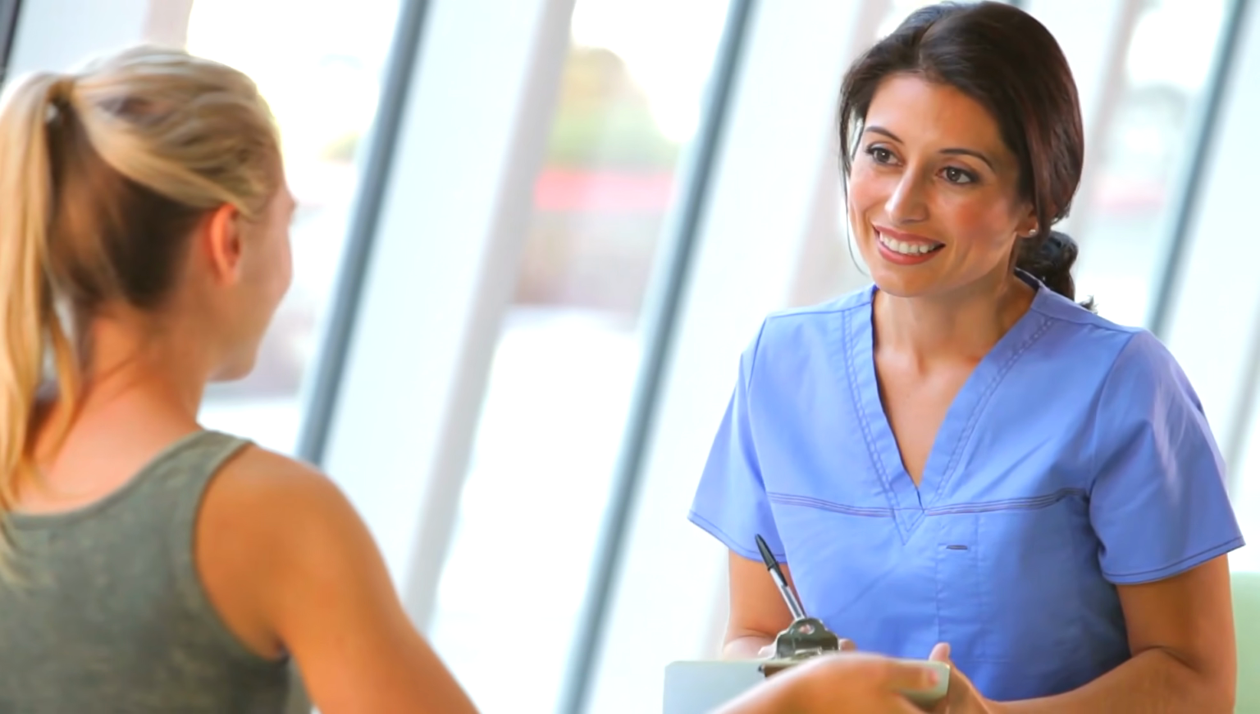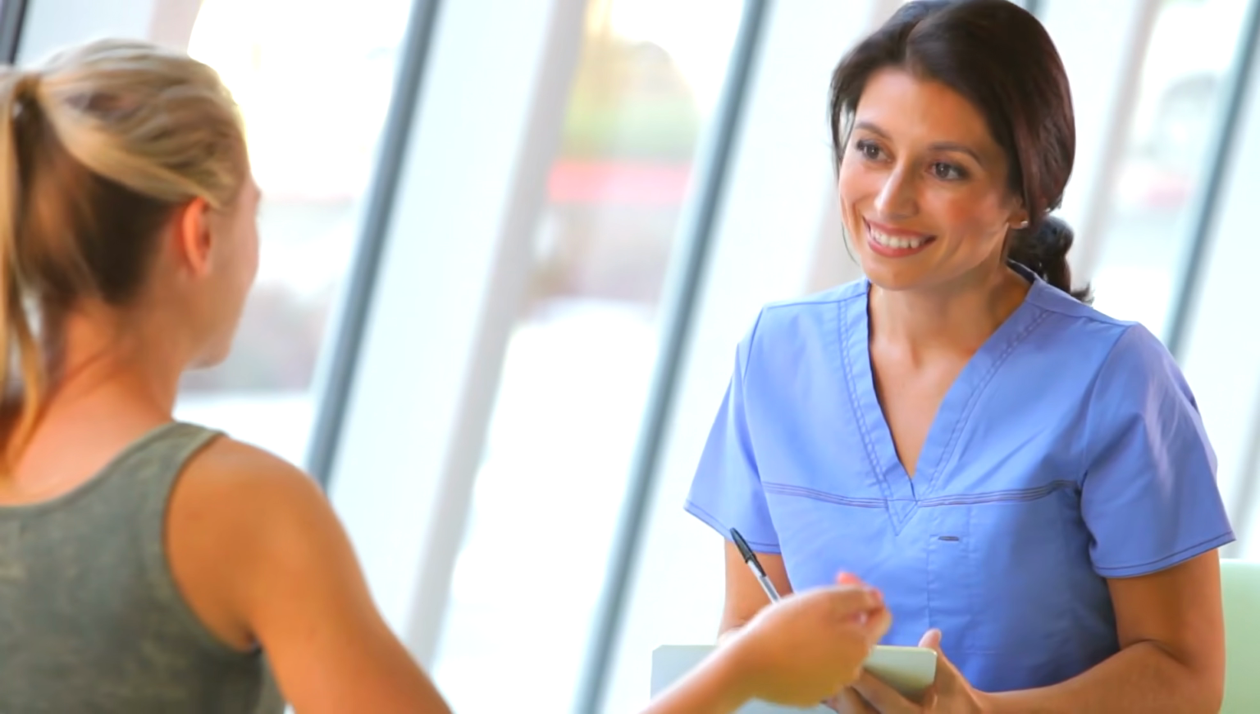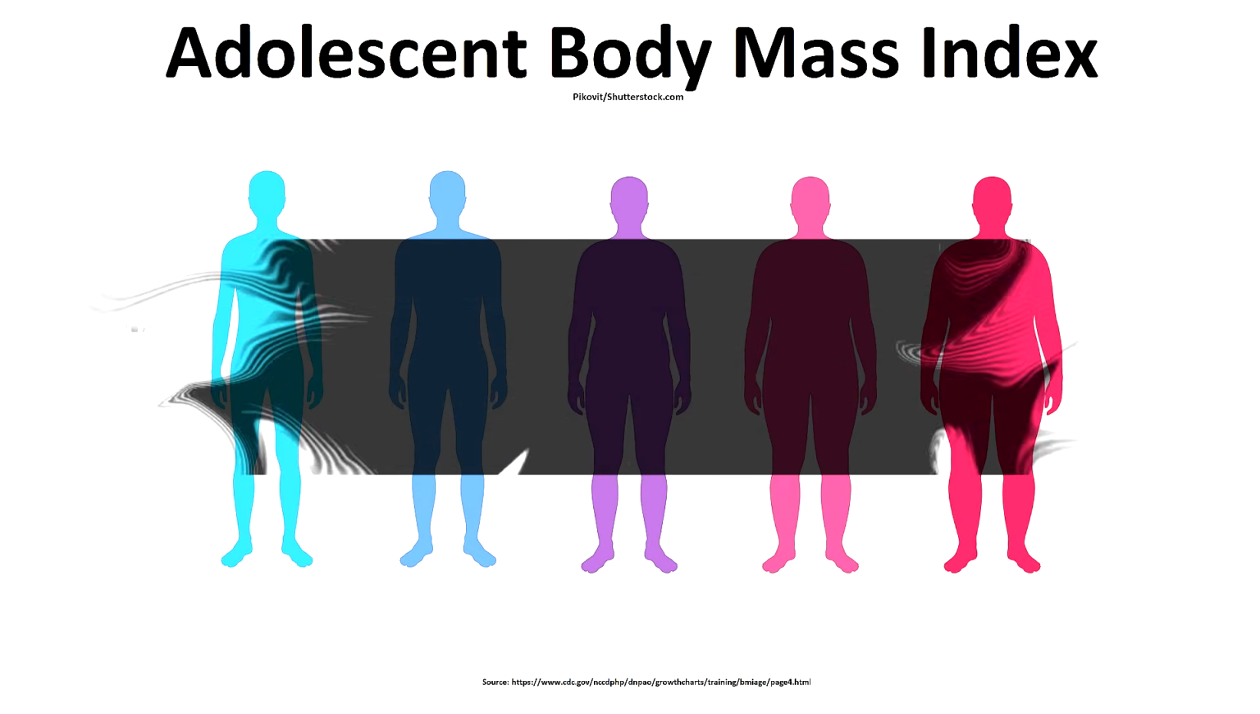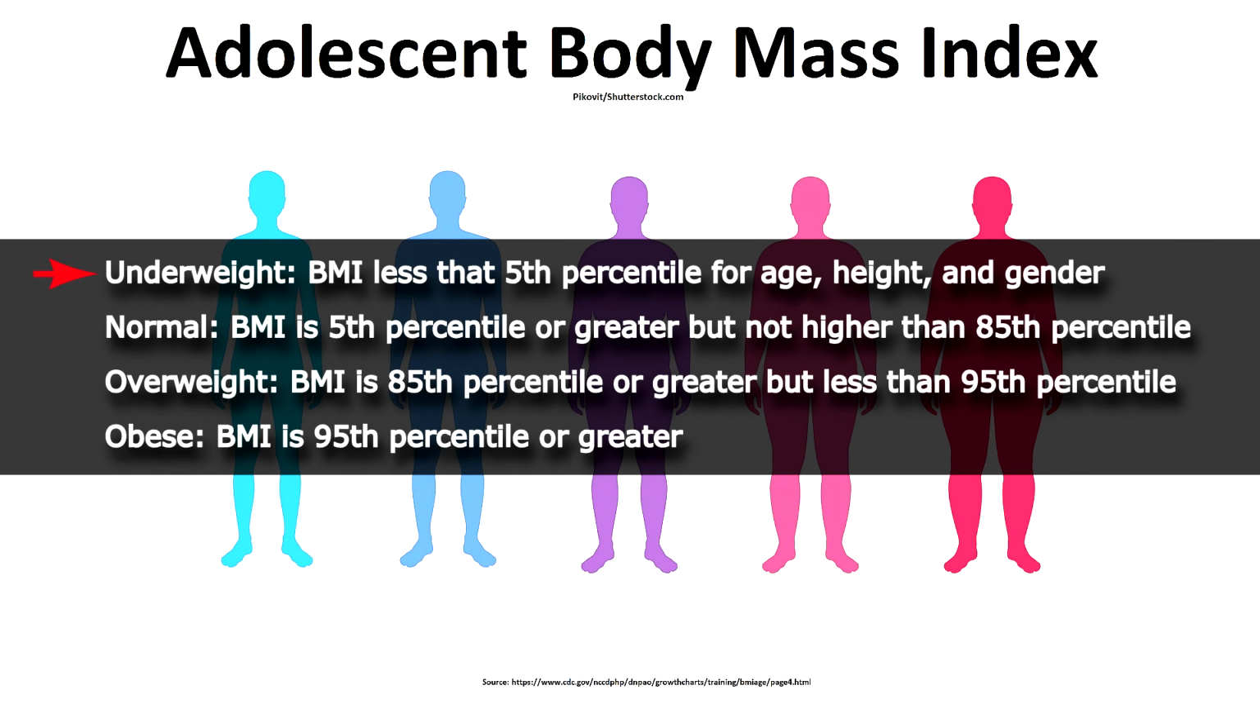So as a nurse, you're going to be measuring their height and measuring their weight, and you want to see what their BMI is. So here's the following BMI chart for the teen. They are considered underweight if their BMI is less than 5th percentile for the age, height, and gender. Normal if the BMI is 5th percentile or greater, but not higher than 85th percentile. Overweight if BMI is 85th percentile or greater, but less than 95th percentile. And obese if BMI is 95th percentile or greater.